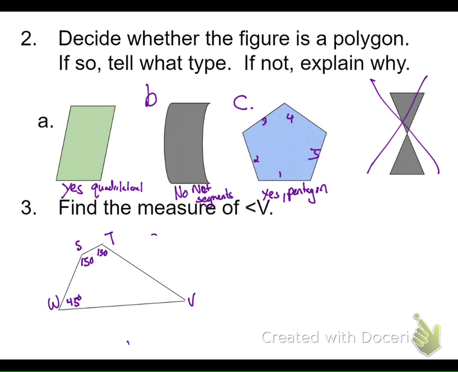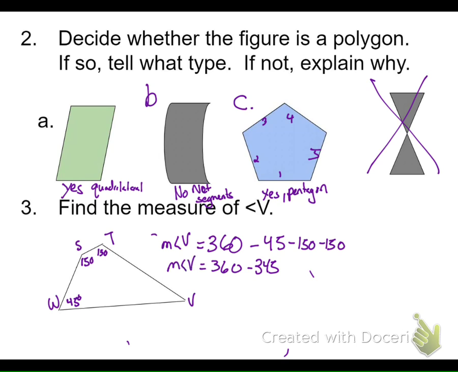Over here, what's the sum of the interior angles of a quadrilateral? 360. So what we can do is we can do 360 and then subtract the angles we have. So minus 45, minus 150, minus 150. Which is the same thing as 360 minus 345. So what do we get? 15 degrees.